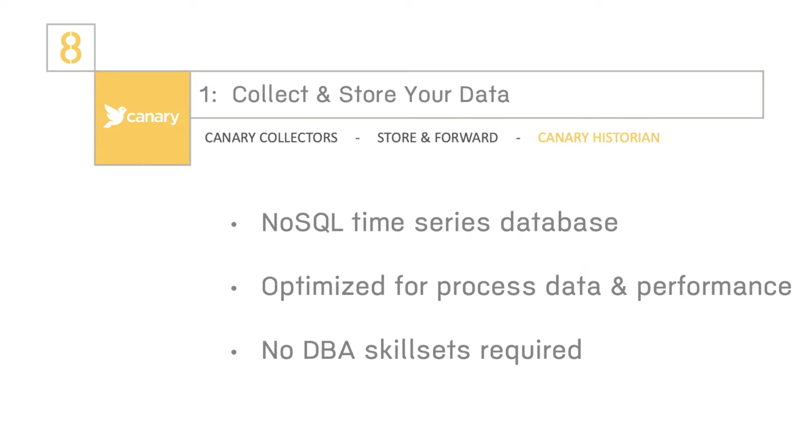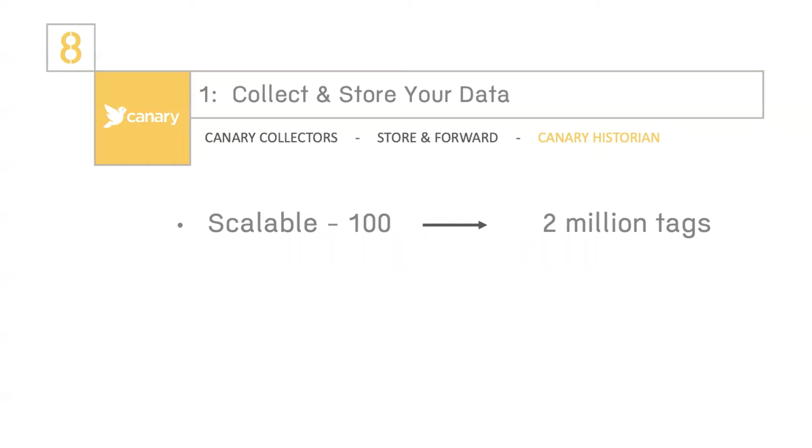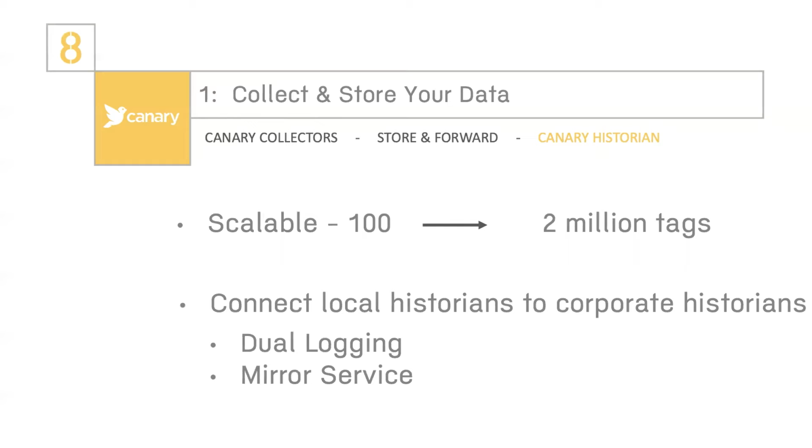So that's great. So you don't need special skills to maintain your database. It is extremely scalable. So we mentioned that we can cater from the most complex kind of scenario to the smallest one that we've got. So you can scale it from as little as 100 tags to start historizing data all the way up to 2 million tags. And we can even go and extend this a little bit further depending on your site and your enterprise. But we also have the capability to store data to a corporate level historian as well.